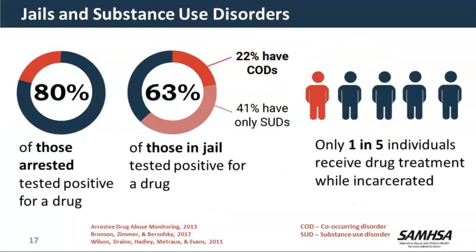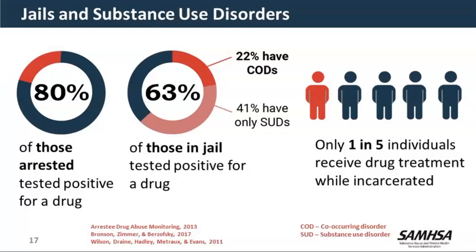Speaking of substance use disorders, we know from various studies cited at the bottom of this slide that approximately 4 out of every 5 people who are arrested test positive for some substance. And when we look at those who are booked into jail, 63% have tested positive for a substance, with 22% of those individuals having a diagnosable co-occurring disorder and 41% having a diagnosable substance use disorder only.